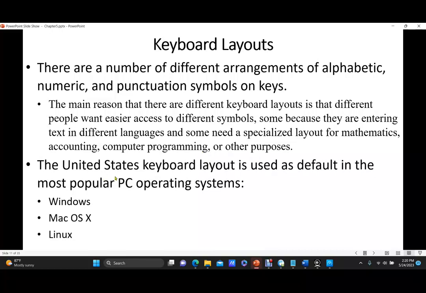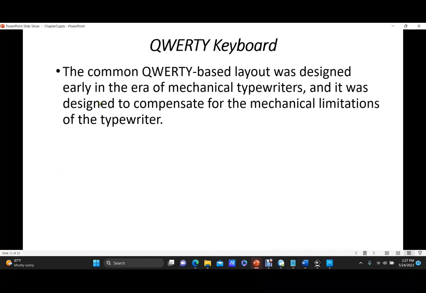The United States keyboard layout is used for the default in the most popular operating systems, Windows, Mac OS, and Linux. The common QWERTY-based key layout was designed early in the era of mechanical typewriters and was designed to compensate for mechanical limitations in the way that the typewriters were built.